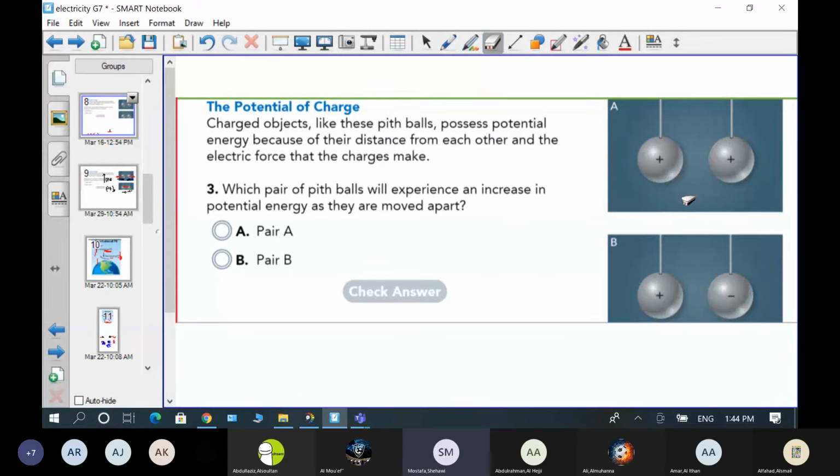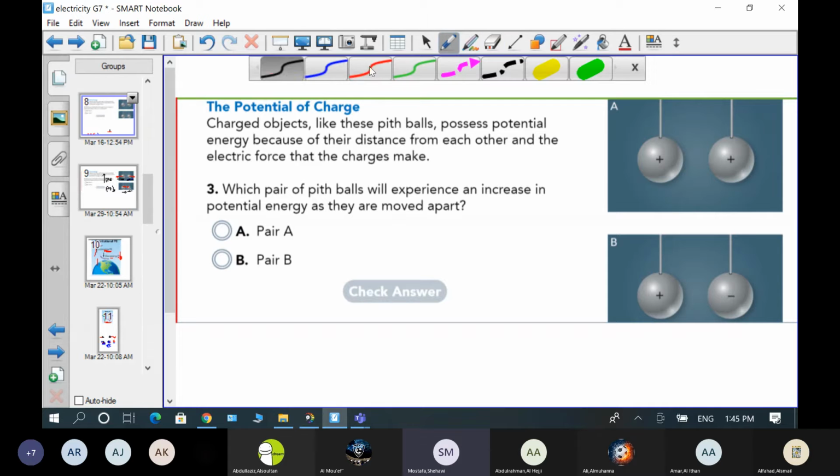I'll say it again. If you need to put more energy into the system while you are moving it, potential energy increases. If you didn't need to, potential energy decreases. If you need to put more energy into the system while you are moving it, potential energy would increase. Let's apply this.